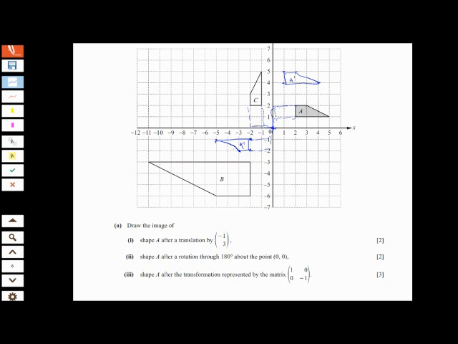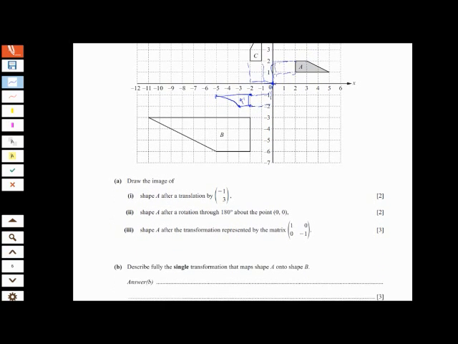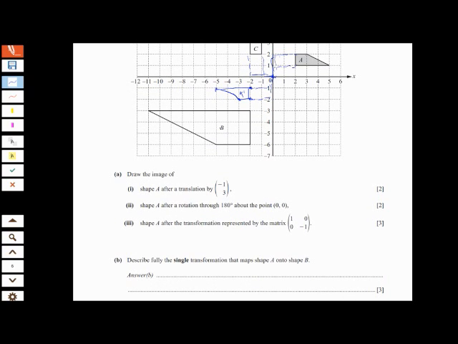Now shape A after transformation represented by the matrix 1, 0, 0, -1. So what you do here is basically you get the coordinates of this shape. You write them down like this. 2, 2. Second one, 2, 1. Third one, 3, 2. And then you multiply this by the matrix, which is 1, 0, 0, -1. And you get your answer.